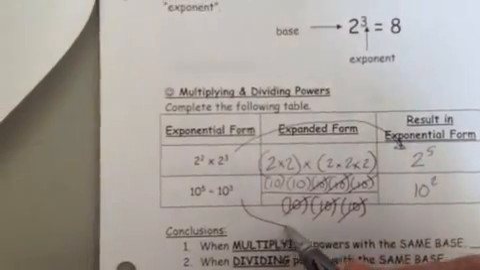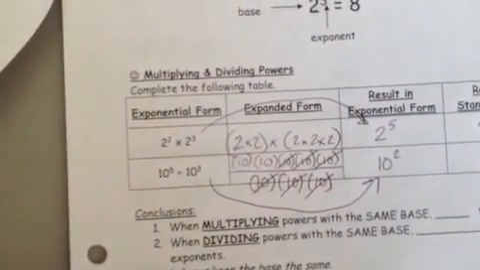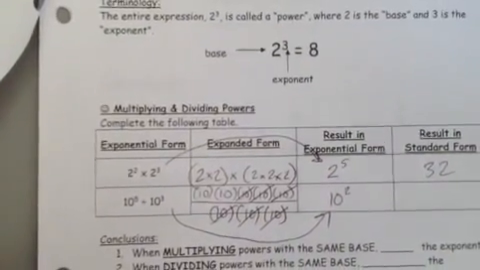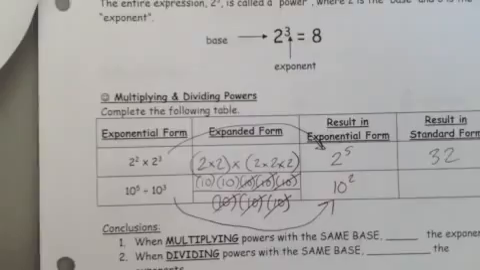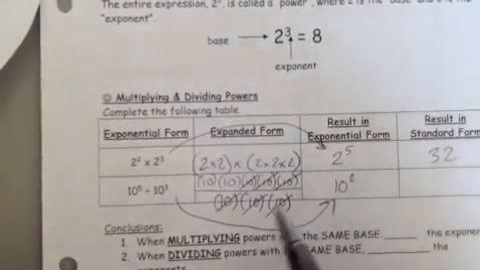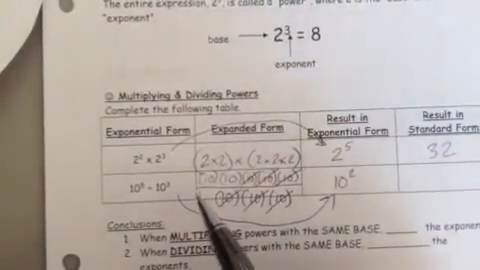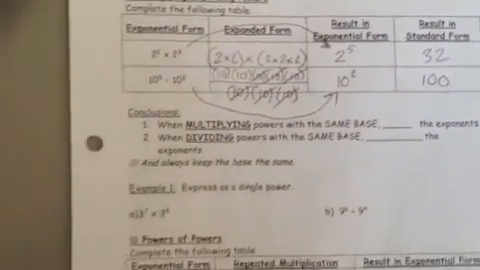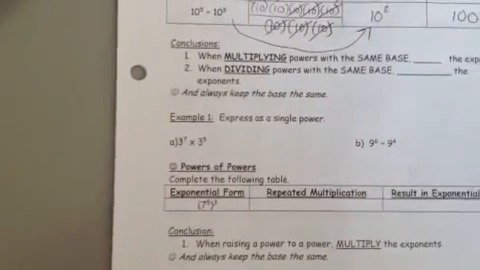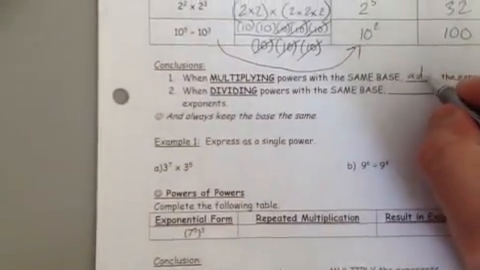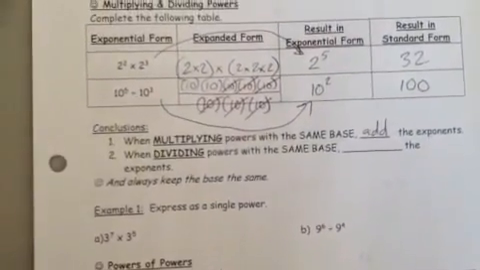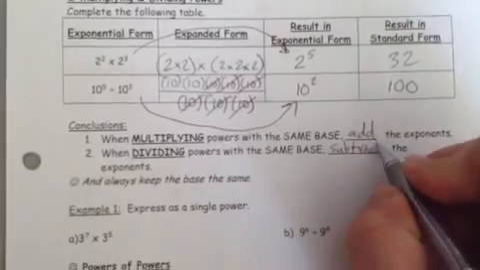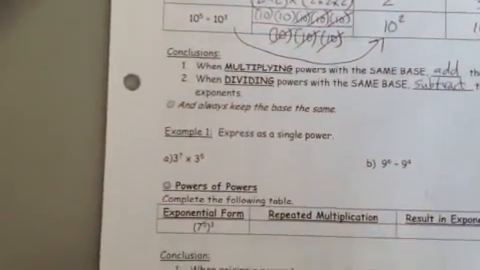So there is a rule for division of how to go straight from there to there. The rule is, if you are dividing two powers that have the exact same base, only when they have the same base, you keep the base the same and you subtract the exponents in that order. And 10 squared is obviously 10 times itself, which is 100. So conclusions: when multiplying powers with the same base, you add the exponents. When dividing powers with the same base, you subtract the exponents. And always keep the base the same.